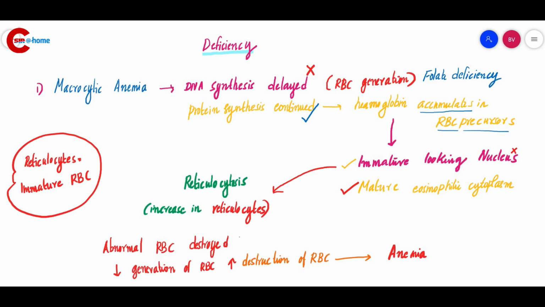Okay. These abnormal RBC are destroyed in the spleen. So reduced generation and increased destruction of RBC lead to anemia. This condition is known as macrocytic anemia.